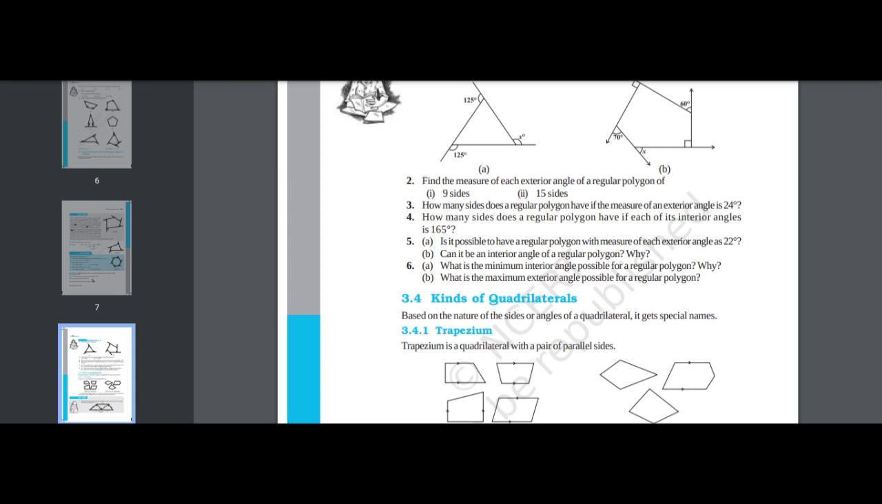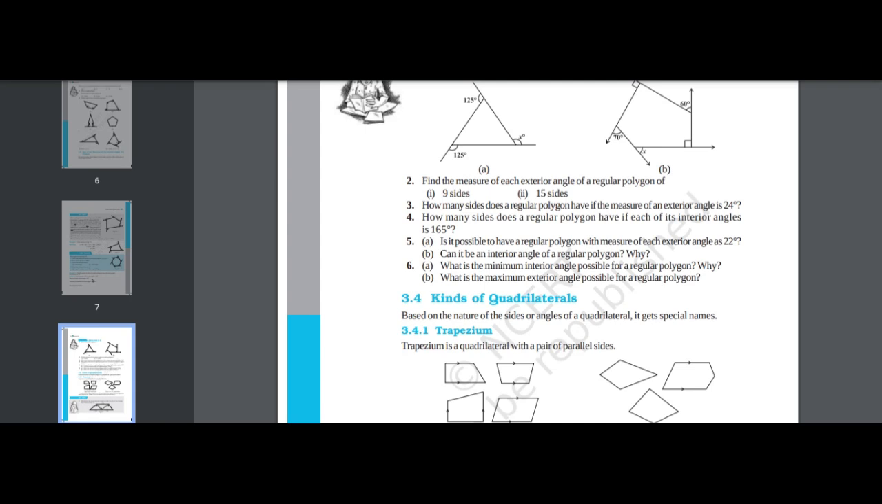So they ask: what is the exact possible measure of the minimum interior angle possible for a regular polygon, and why? Do we have any idea what the possible measure of a regular polygon's exterior angles will be? This is the best method to find it. Okay, let me tell you.